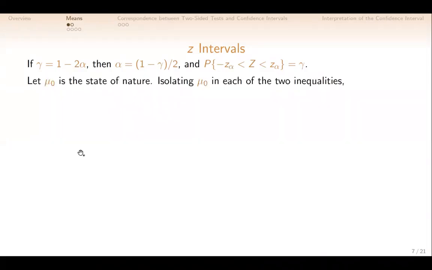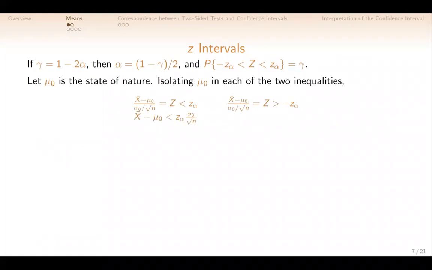So we'll do that. I'll let mu naught be the state of nature, and I'll isolate mu naught in each of these two quantities. On the one hand, (x bar minus mu naught) over sigma naught divided by the square root of n is the z, and I want it to be less than z alpha. On the other hand, I want that same quantity to be at least as big as negative z alpha. So I'm going to isolate mu naught in both equations.